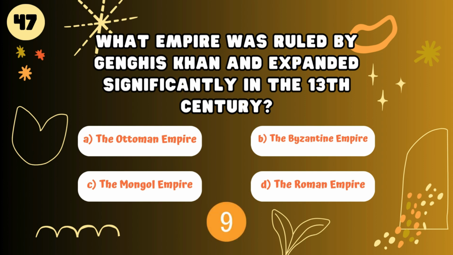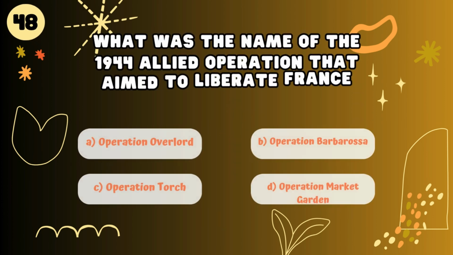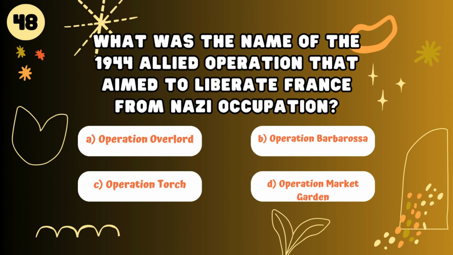The Ottoman Empire, the Byzantine Empire, the Mongol Empire, the Roman Empire. Answer: the Mongol Empire. What was the name of the 1944 Allied operation that aimed to liberate France from Nazi occupation? Operation Overlord, Operation Barbarossa, Operation Torch, Operation Market Garden.